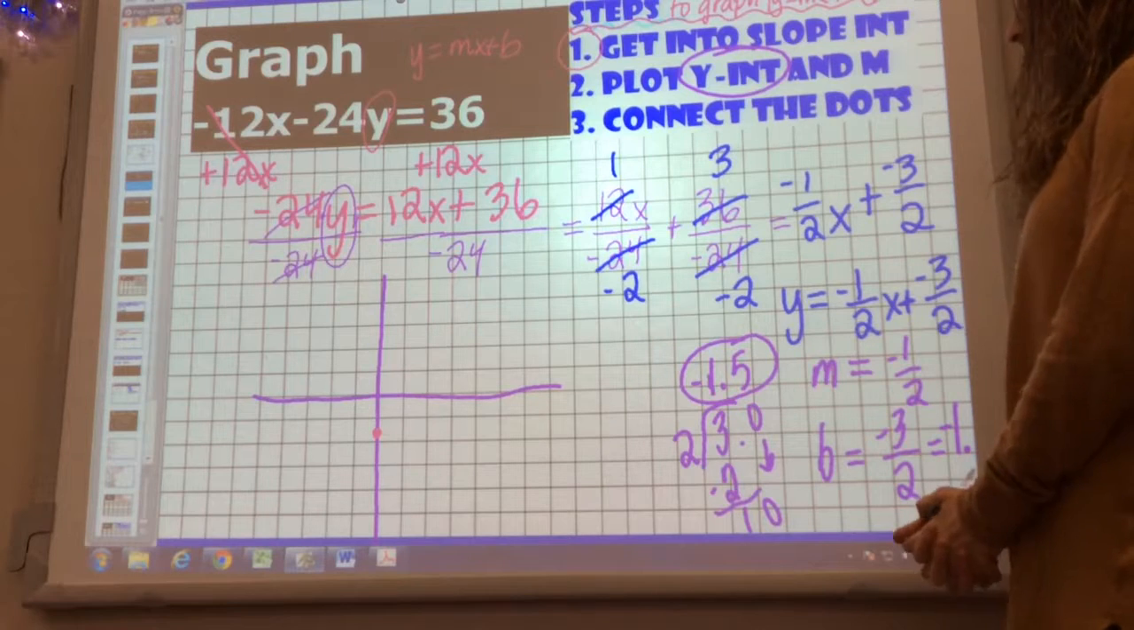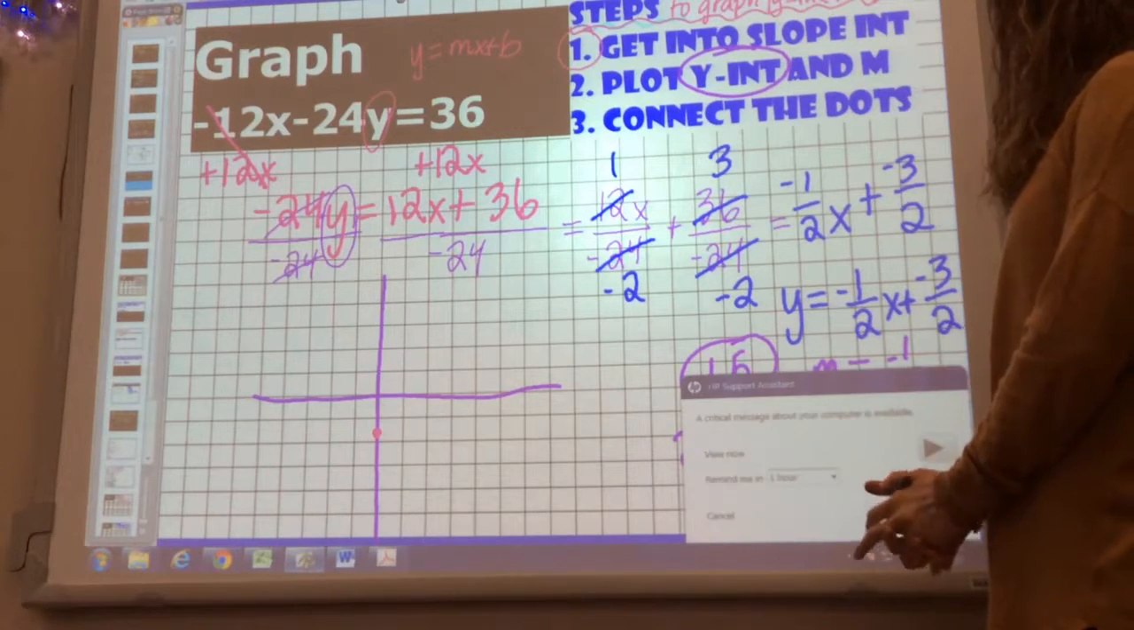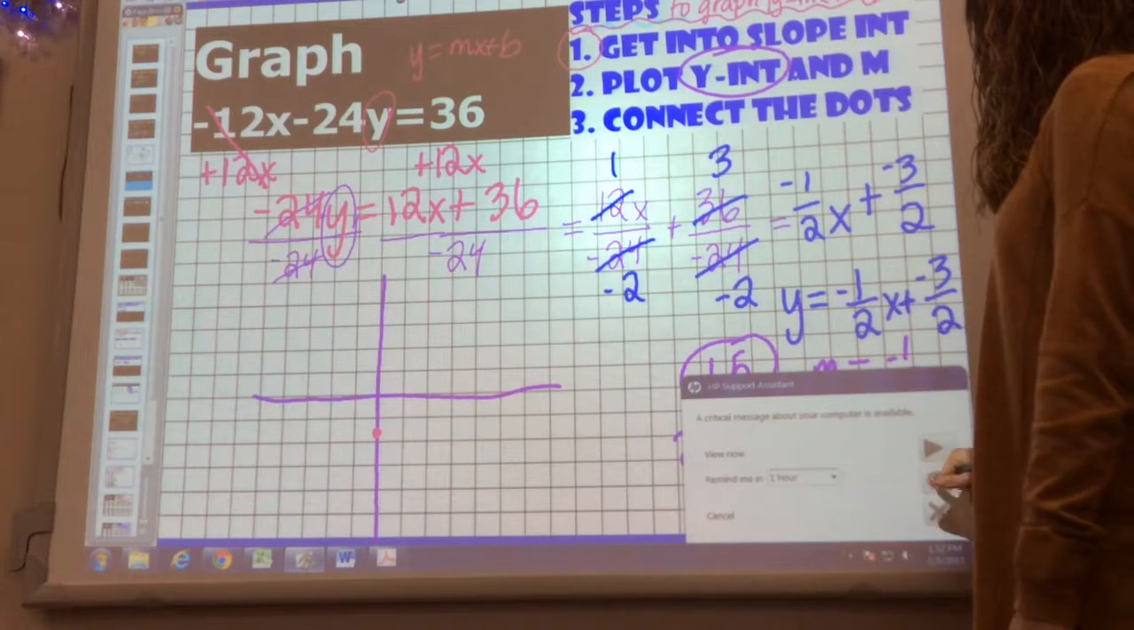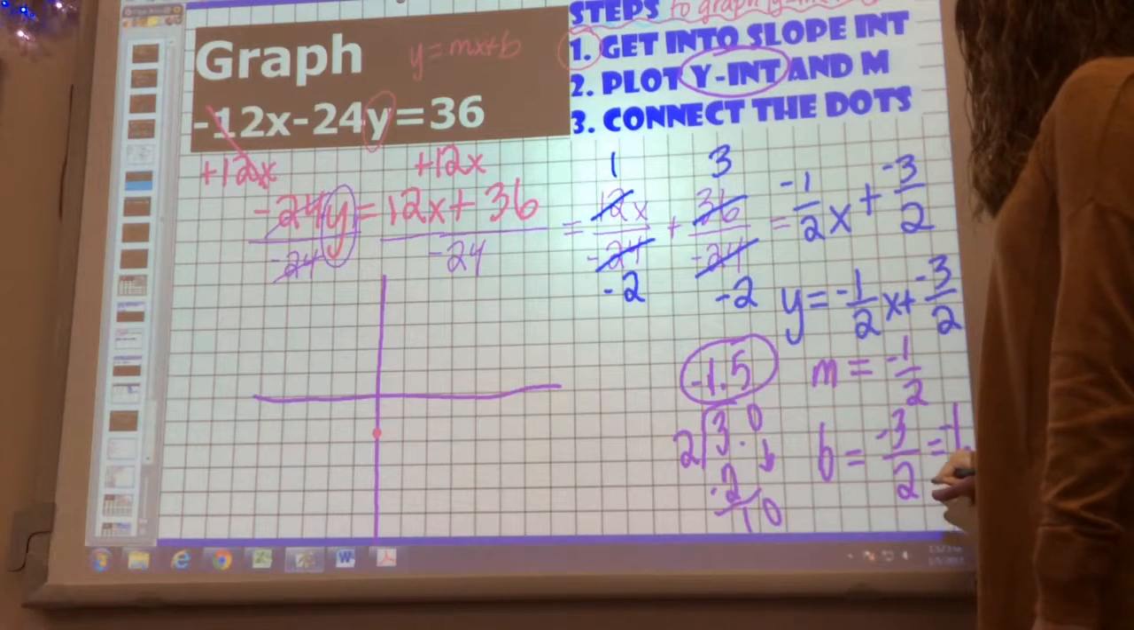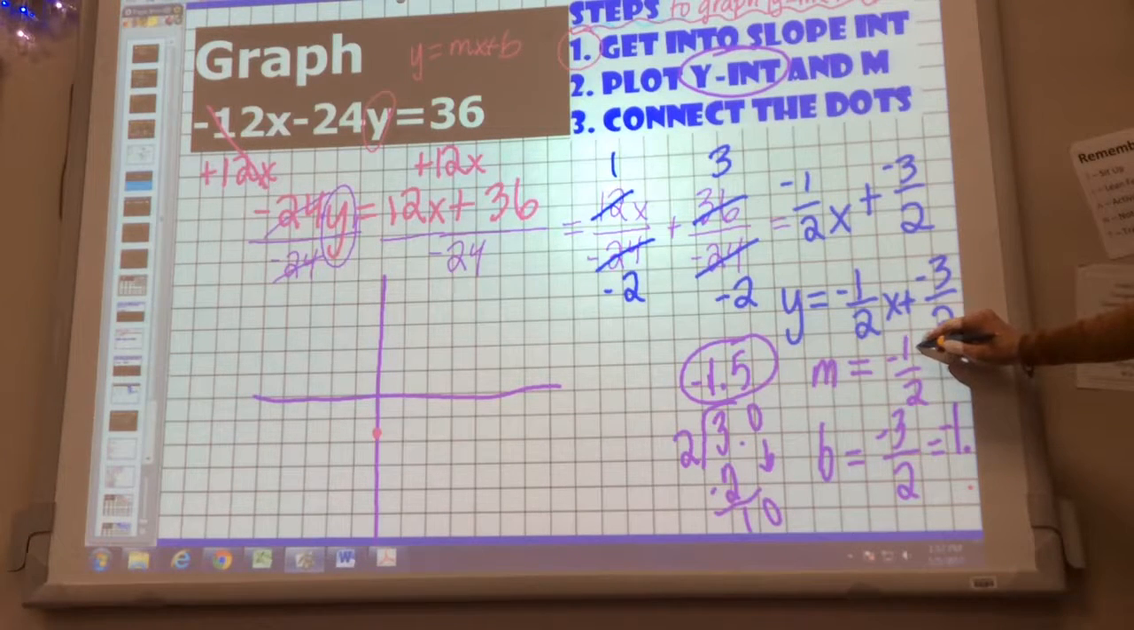So we always plot our y-intercept first. Then, check this out. What does slope actually mean? What does slope mean again? What over what? Rise over run. Rise over run. So watch this.